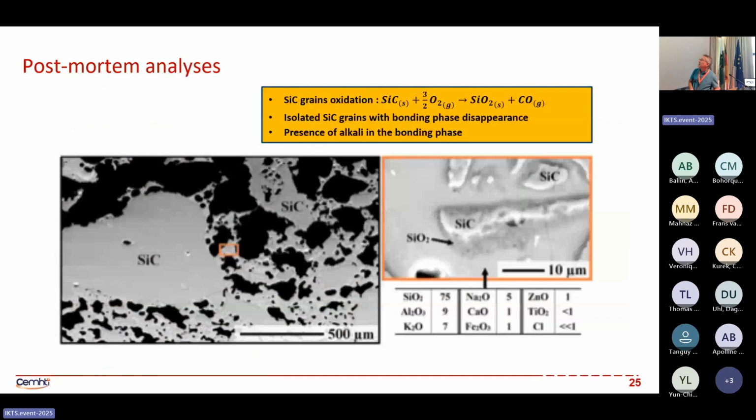Post-mortem analysis indicated that we observed, around the finest silicon carbide grains, silica, corresponding to the oxidation. We also observed silicon carbide grains isolated without any matrix. The matrix disappeared. This explains the decohesive process of a part of a tile leaving the tile, and that's why we observe these craters. And presence of alkali in the bonding phase, which was not there at the beginning, coming from the deposit.